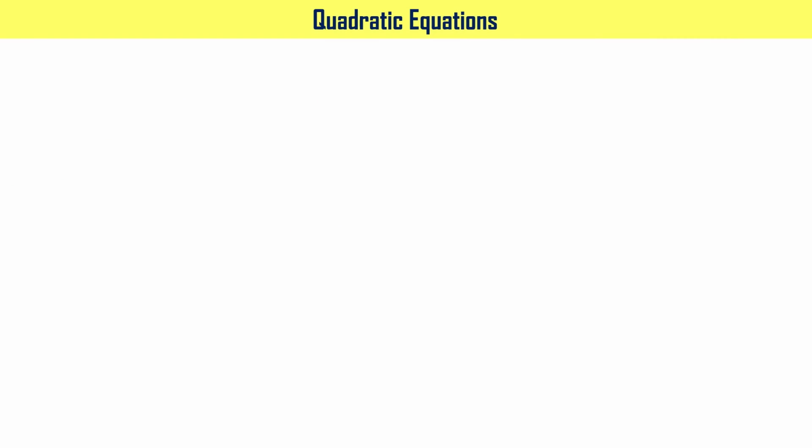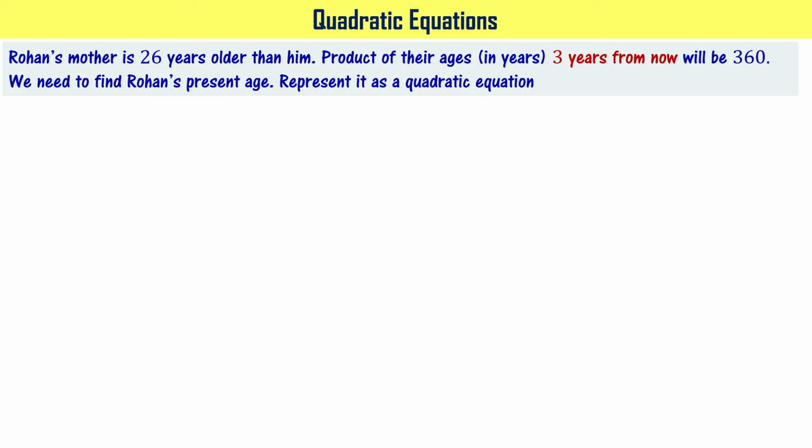Let us consider another example. Rohan's mother is 26 years older than him. Product of their ages in years, 3 years from now will be 360. We need to find Rohan's present age. For that, you represent the given problem statement as a quadratic equation.